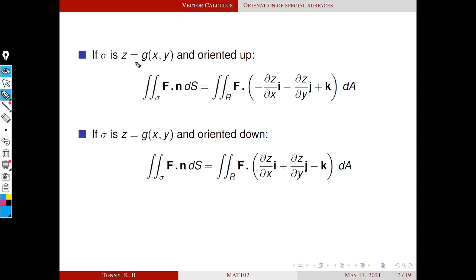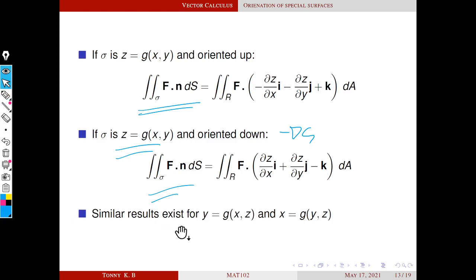So if sigma is z equal to g(x,y) and oriented in the upward direction, then this flux becomes the double integral over R of f dot del G dA. Here del G is in the upward direction; it is clear this is positive k. Suppose sigma is the same form and oriented in the downward direction, then this surface integral is f dot, instead of del G, we use minus del G. This is minus k, that means the downward direction. That's the only difference. Similar results exist for the other two cases.